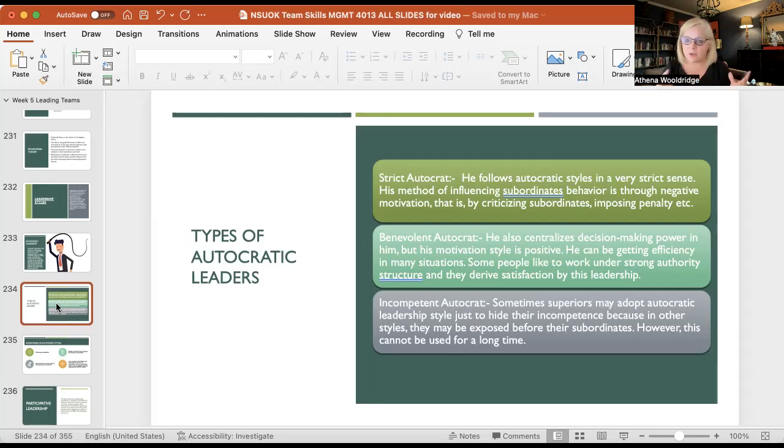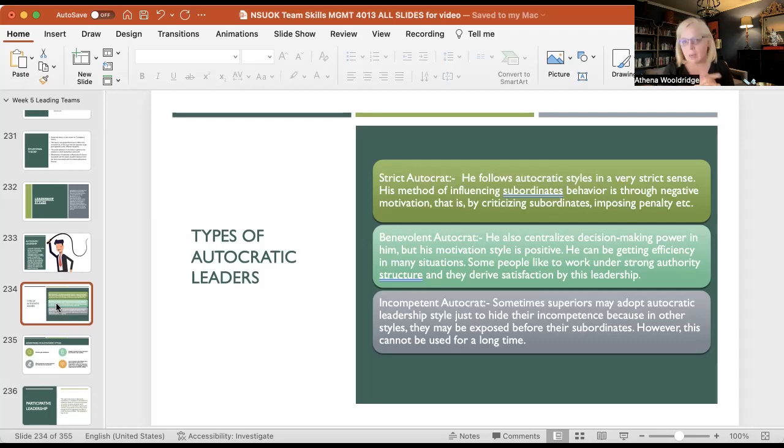The benevolent autocrat, as it sounds, is somebody who centralizes the decision making in themselves, but it's a very positive sort of motivation style. We see these benevolent autocrats. They're well loved, even though they are clearly the decision maker. So that's sort of an interesting way of going about it. People default to them. They really are in a well-loved type of situation.